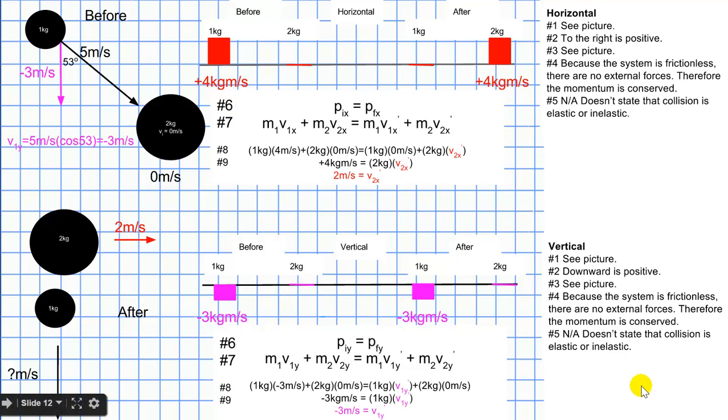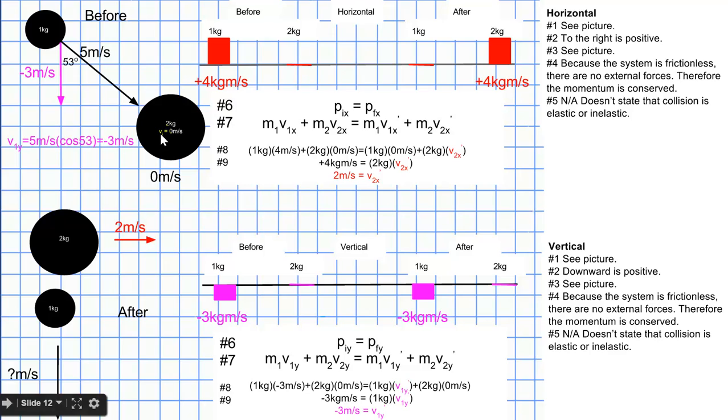Now let's look at the momentum in the vertical direction. So again, before the collision, only the 1 kilogram mass is moving. It's moving at 5 meters per second at 53 degrees. But we only want its vertical component. So its vertical component would be the cosine side of this triangle right here, or the adjacent side. So we're going to use the cosine function and take 5 meters per second and multiply it times the cosine of 53 degrees to get negative 3 meters per second, because it's going downward.